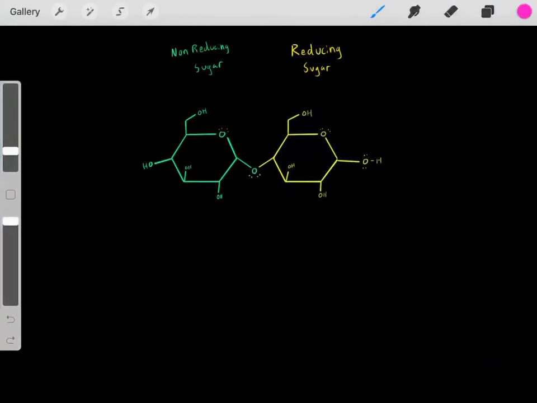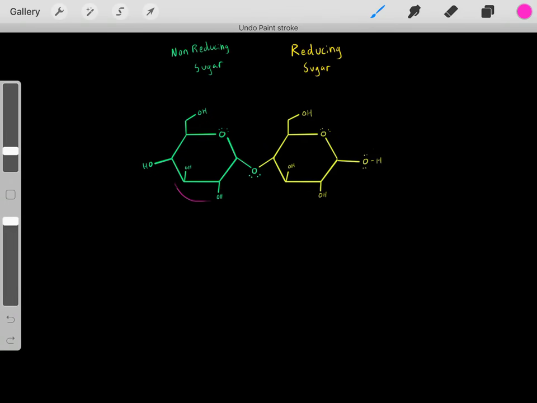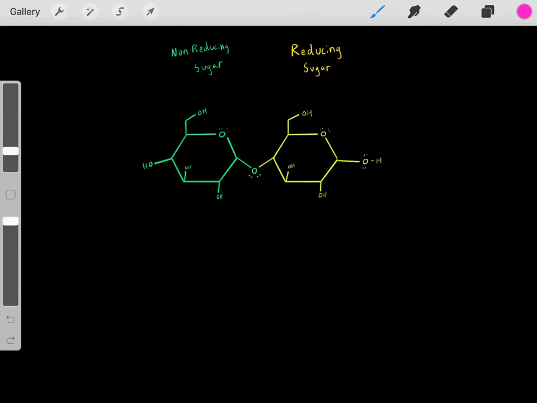In this disaccharide, this carbohydrate is a reducing sugar, while this one is a non-reducing sugar. But you might wonder why. They look essentially identical. Why is this a reducing sugar and this is a non-reducing sugar? And what does that even mean?